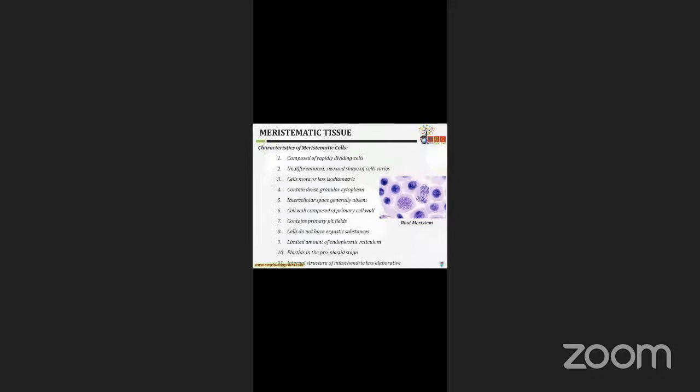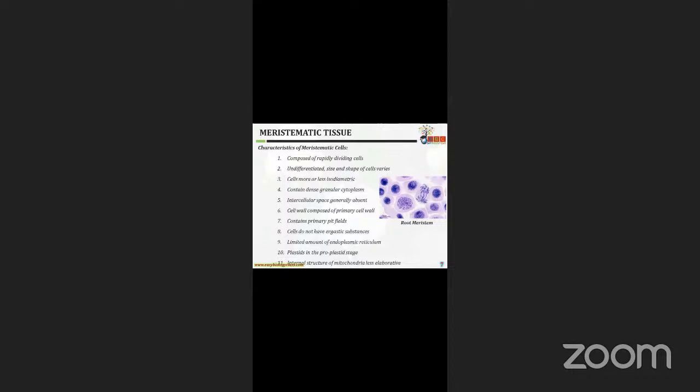Next, the main characters of meristematic tissue. It is composed of rapidly dividing cells. Next, the cells are undifferentiated, and the size and shape of cells vary. The cells are more or less isodiametric. See the right side, isodiametric cells. What is isodiametric? It means the cells are of more or less equal size.